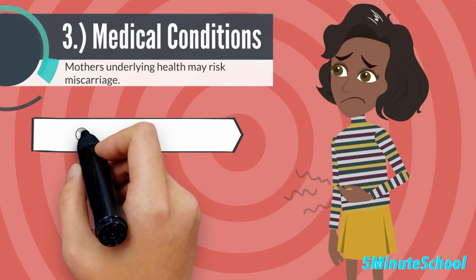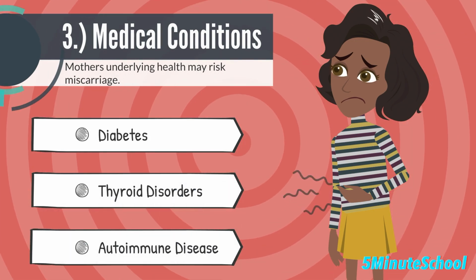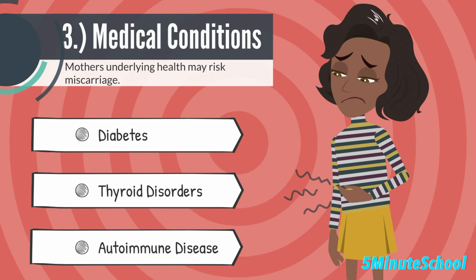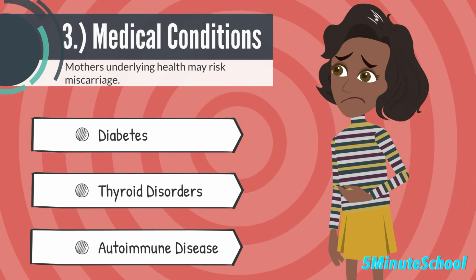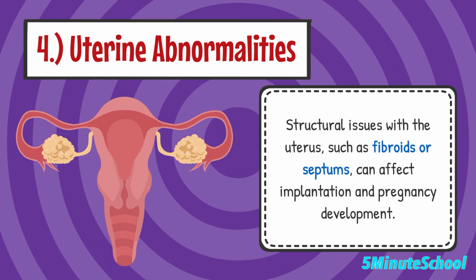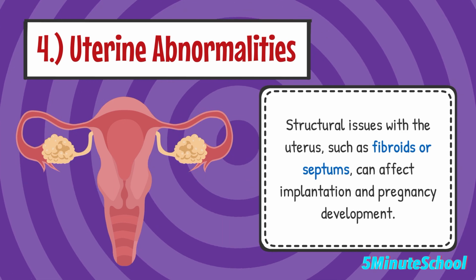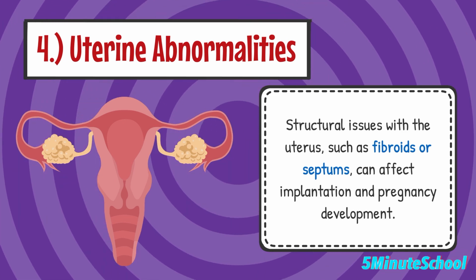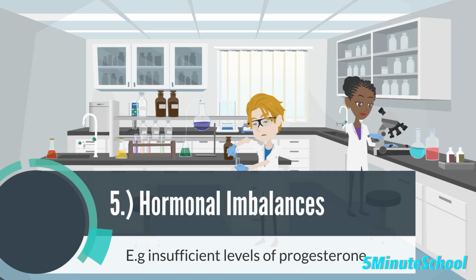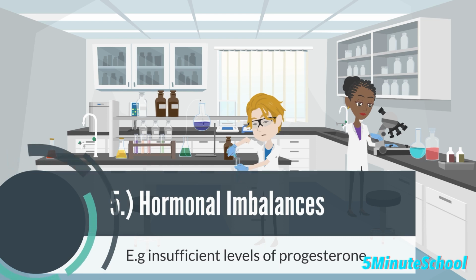If the mother has certain health conditions, this could also play a role, so chronic medical conditions like diabetes, thyroid disorders, or autoimmune diseases can increase the risk of miscarriage. Uterine abnormalities, so if there are any structural issues with the uterus, such as fibroids or septums, it can affect the implantation of the embryo and affect pregnancy development. Hormonal imbalances are another cause, so hormonal fluctuations, particularly insufficient levels of progesterone, can impact the maintenance of a pregnancy.